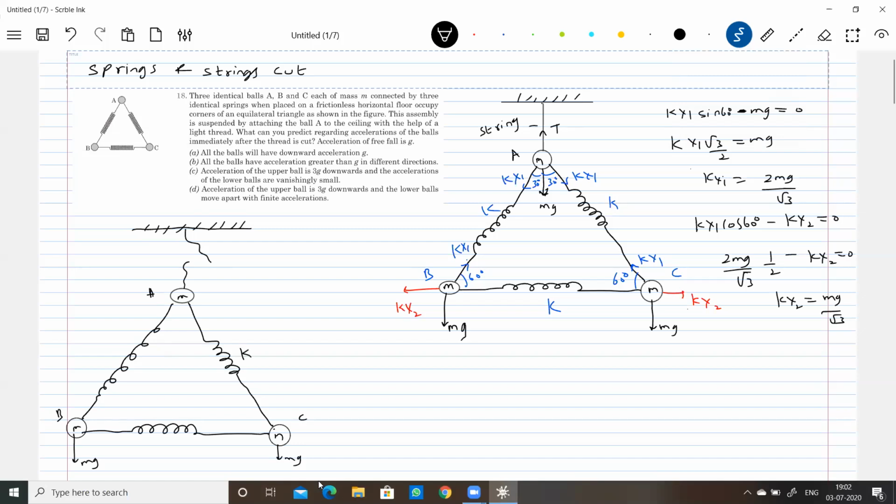Sudden change in spring force. Anything can happen. So what shall I do now? The spring forces which were acting, so I should show them as they are.